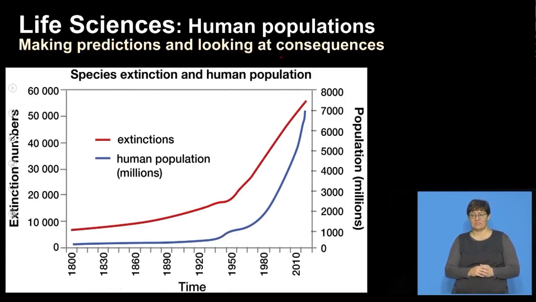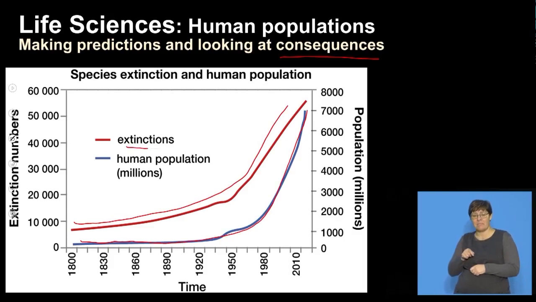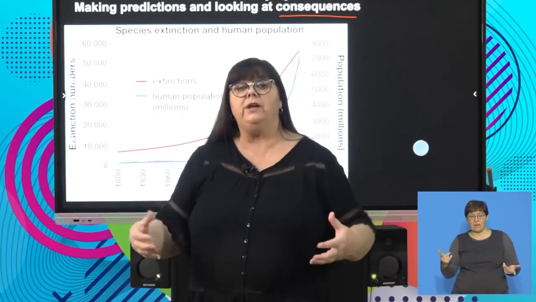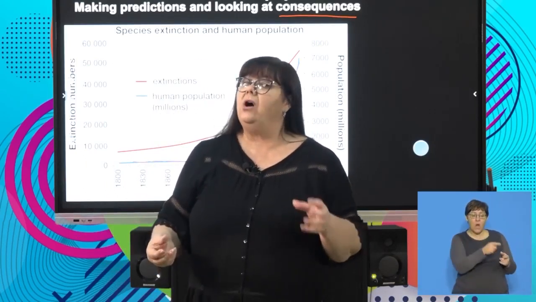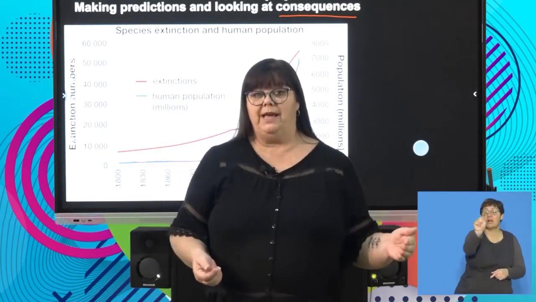Another prediction relating to consequences is that as the human population increases in millions, so does the extinction rate of other populations that we share the space with. So humans are not only poisoning and using up natural resources, we are causing the extinction of other populations.